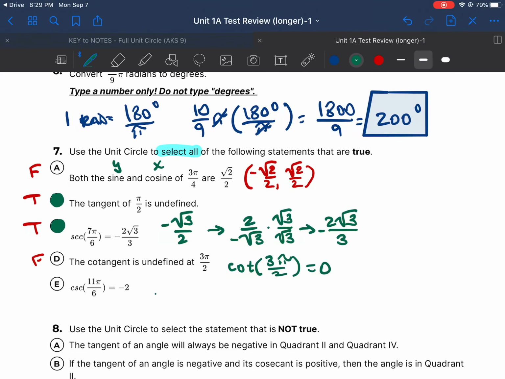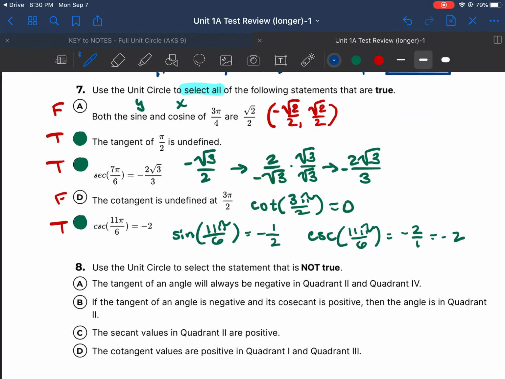Okay? So again, the sine of 11 pi over 6 is equal to negative 1/2. So the cosecant is going to be the reciprocal, or basically we just take that value and we flip it upside down. So the cosecant of 11 pi over 6, instead of being negative 1 over 2, is going to be negative 2 over 1, which is negative 2. So that would be true, and we'll go ahead and select that answer as well.